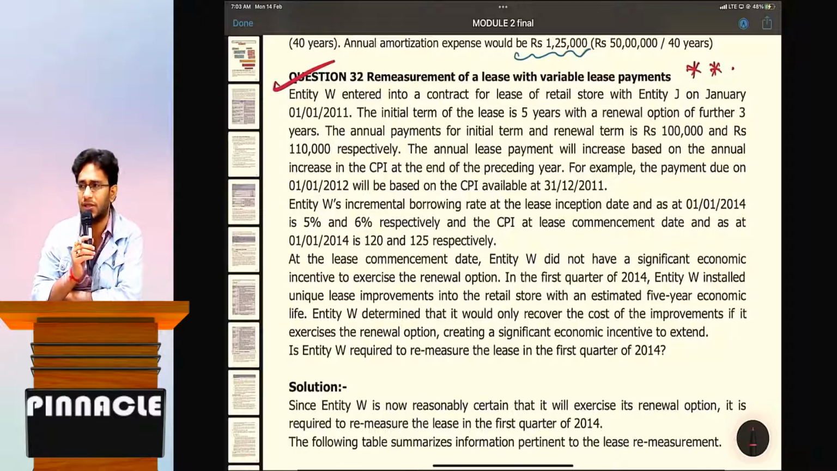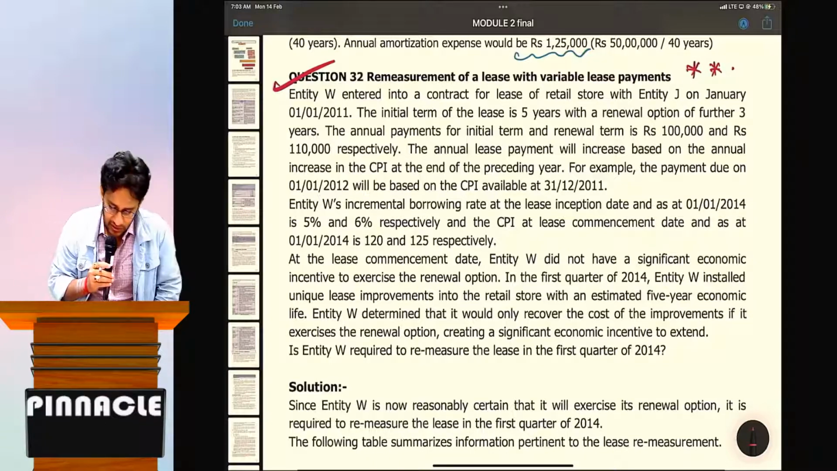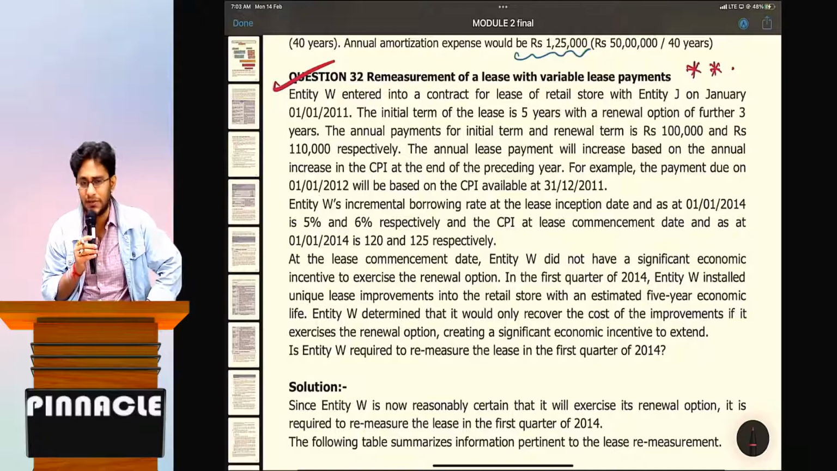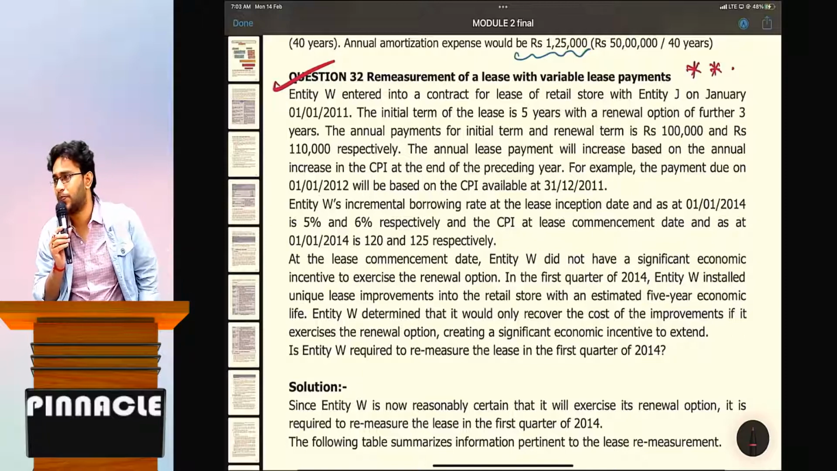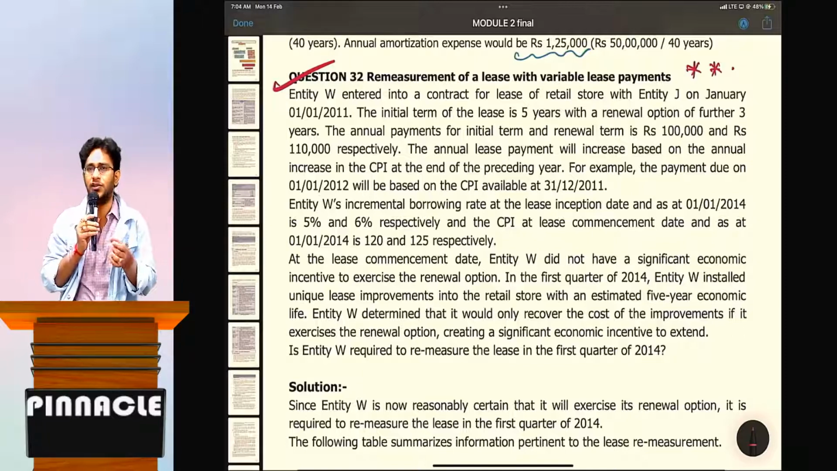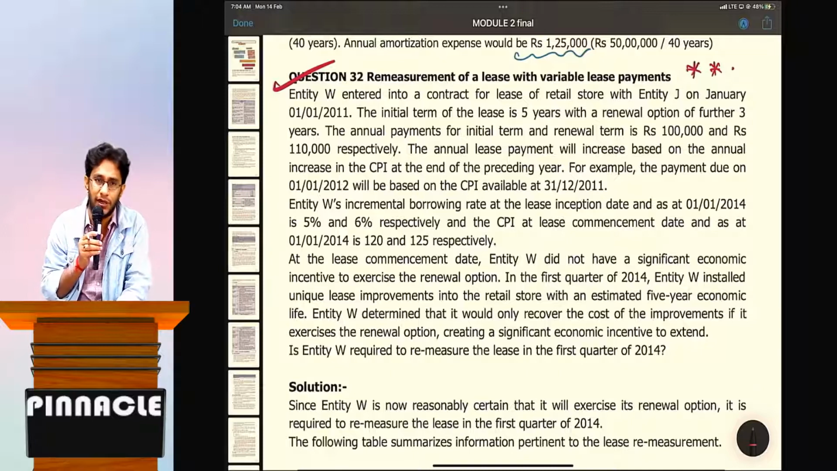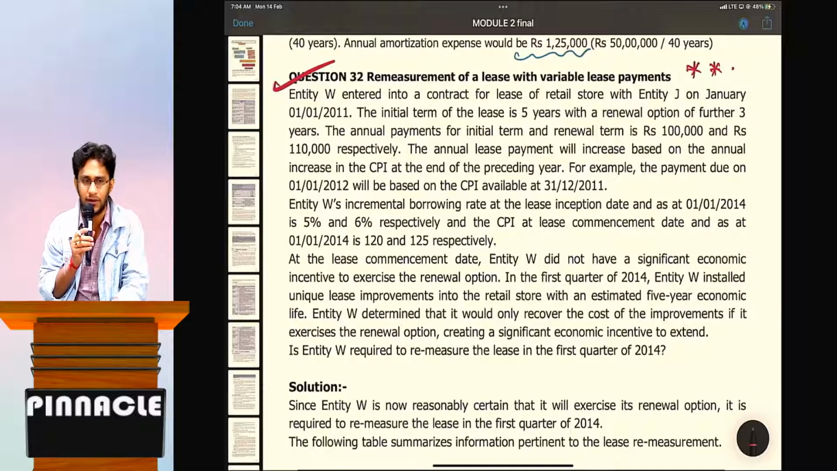They are expecting a 10% increase. Is it a variable or fixed amount? Fixed only. Continue. The annual lease payment will increase based on the increase in the CPI at the end of the preceding year. Now he brings a variable element into it. What he says is, at every year end, the consumer price index, which is the base for inflation calculation, a CPI base you take and go and revise the next year's lease rent. That means every year lease rents are increasing corresponding to the inflation rate in the market. This type of variable lease rents, will I consider in the computation of lease liability or not? You have to consider.